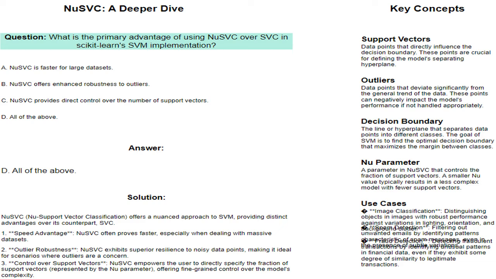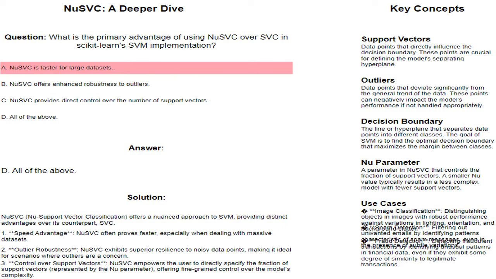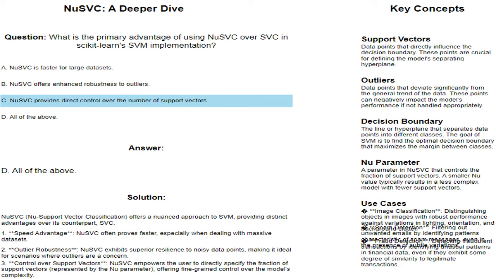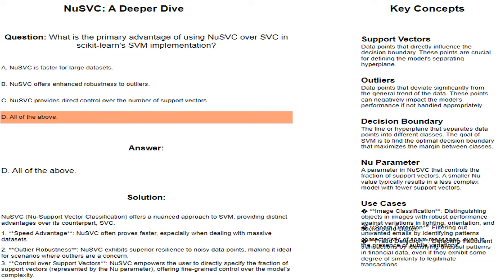What is the primary advantage of using NuSVC over SVC in scikit-learn's SVM implementation? A. NuSVC is faster for large datasets. B. NuSVC offers enhanced robustness to outliers. C. NuSVC provides direct control over the number of support vectors. D. All of the above.